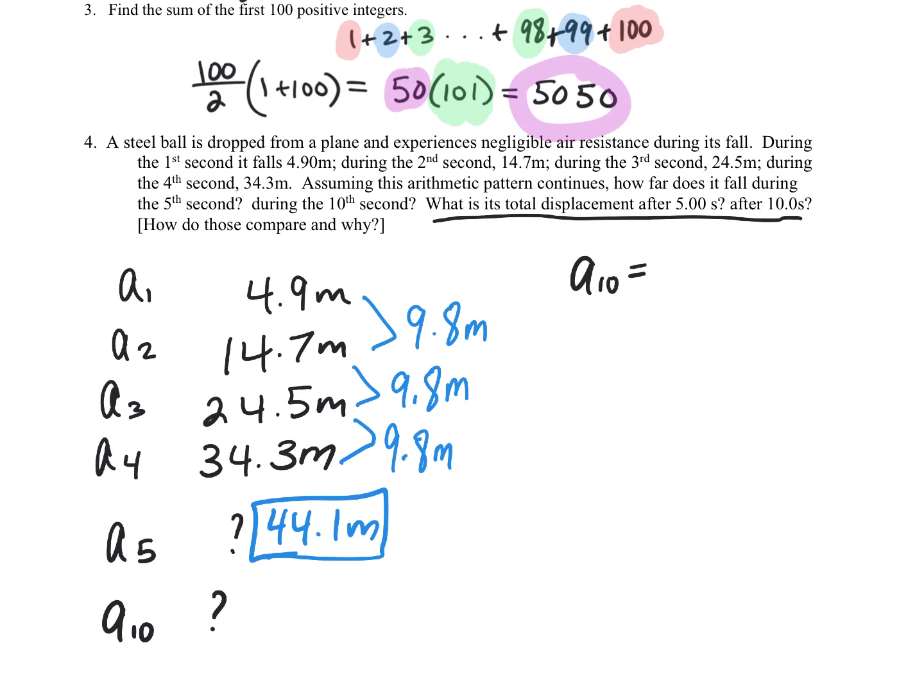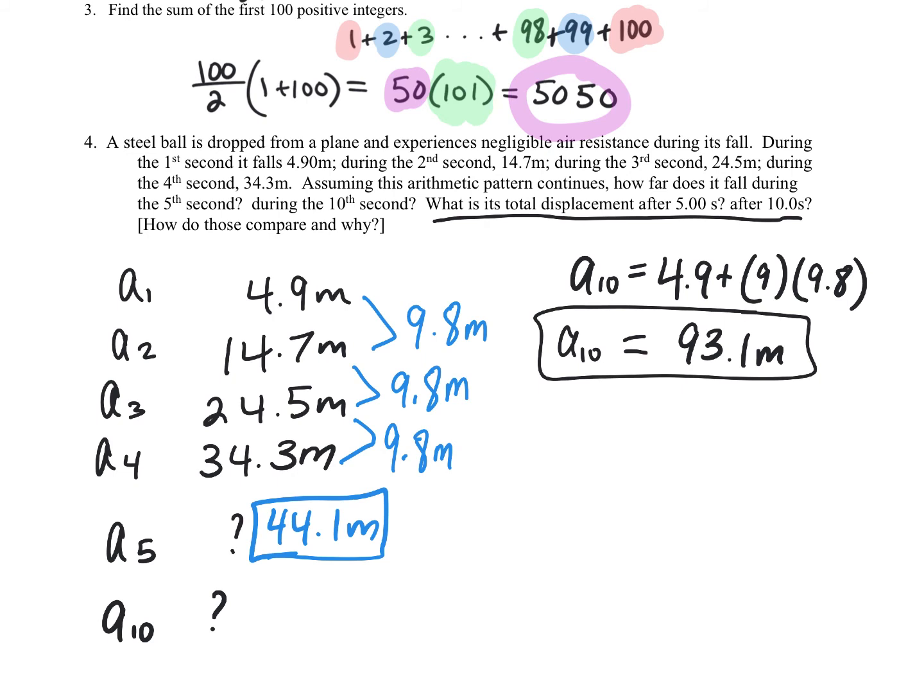To find the 10th term in the sequence, we're going to take our first term and add to it the number of increases, n minus 1, or 10 minus 1, which is 9, times our common difference of 9.8. We plug that into our calculator and evaluate, and we get the 10th term in our sequence, the distance that this steel ball drops in the 10th second, is 93.1 meters.